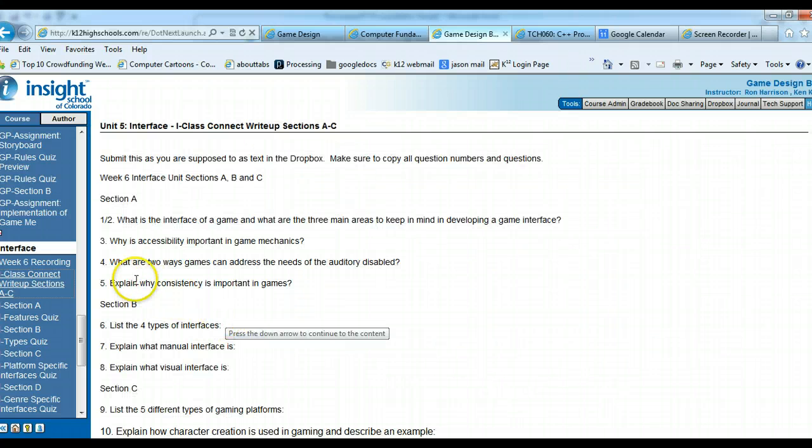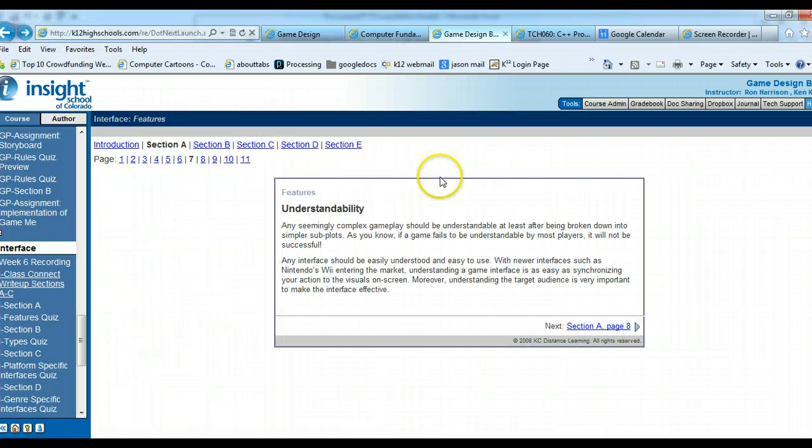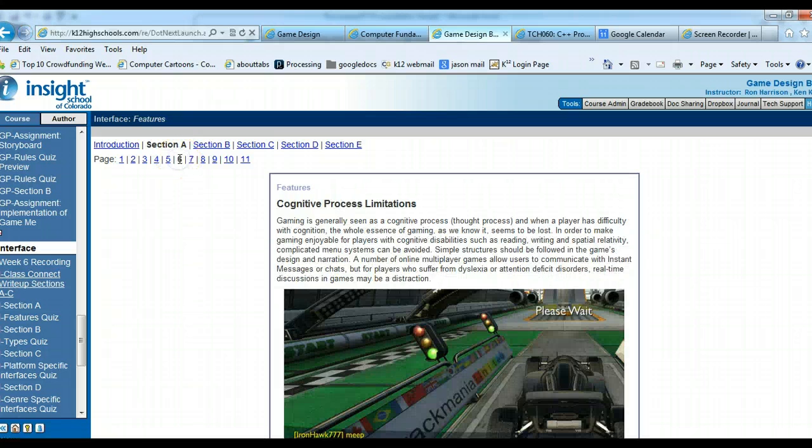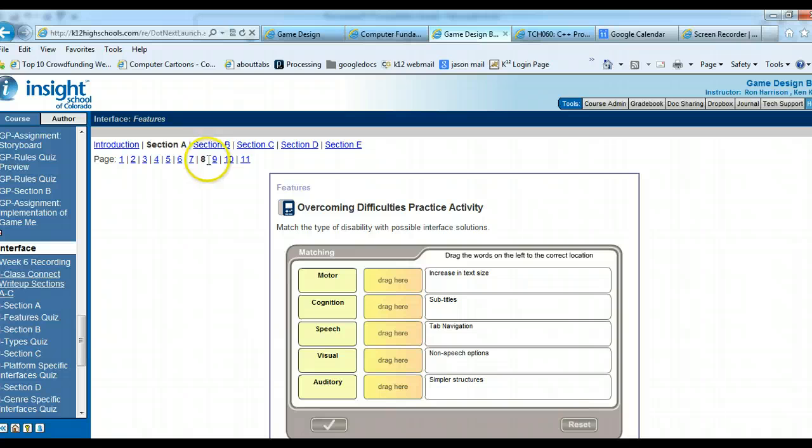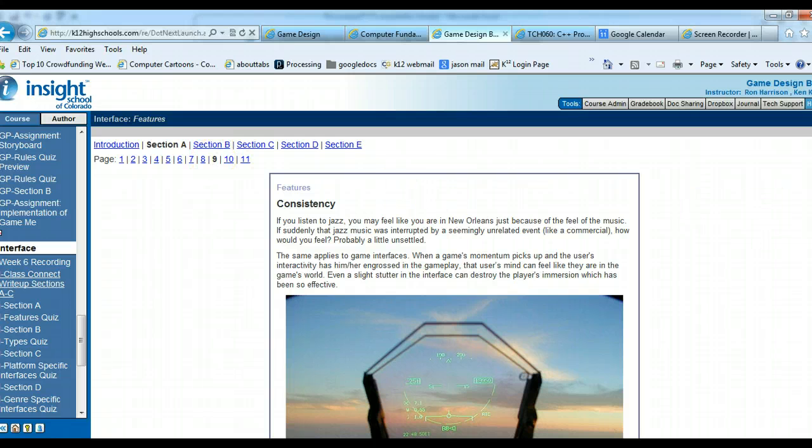Let's say here, I'll explain why consistency. So we already covered that. Consistency is so people know what to expect. Actually, we're going to get to that. So here's a little practice activity. Go through this, see what you've learned. And now here's consistency. So why is consistency important?